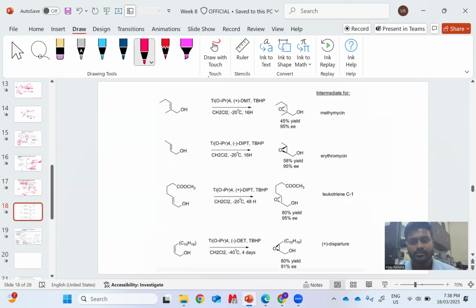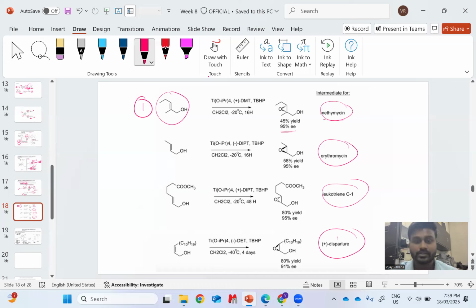Another you can see. With this epoxide, I will show the products which are intermediates for the synthesis of different kinds of alkaloids. You can see here the different kinds of medicinally active compounds or natural products. This is the first one. Upon epoxidation, it gives the product in 45% yield with enantiomeric excess of about 95%, which is the intermediate for the methymycin natural product.